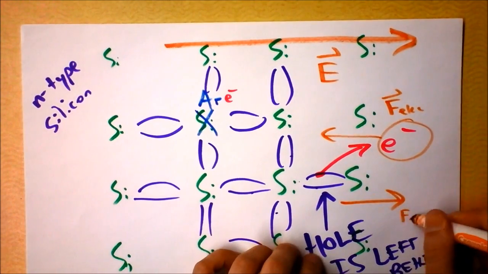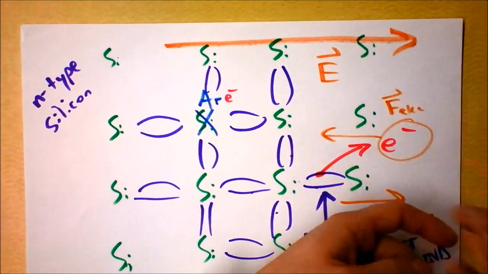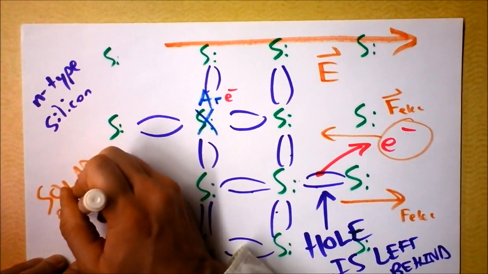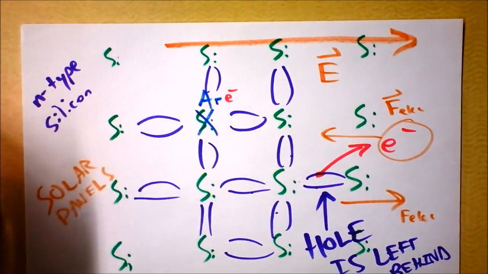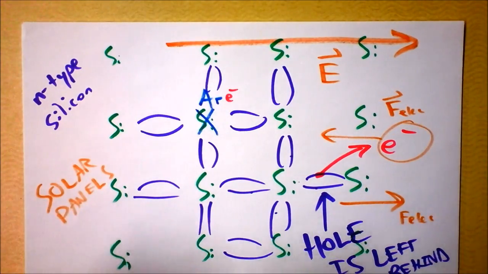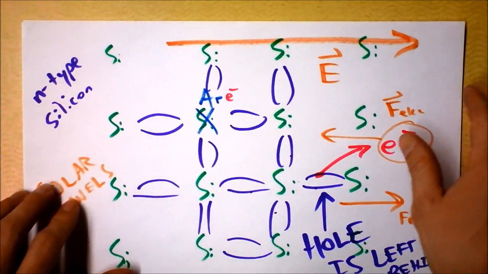Interesting. Now we've got a hole that's moving to the right and an electron that's moving to the left, and we've just invented solar panels. Awesome. We can use those charges that are separating from each other because of the external electric field to actually create electricity. Yes. But we need to get back to doping because we need to understand diodes.